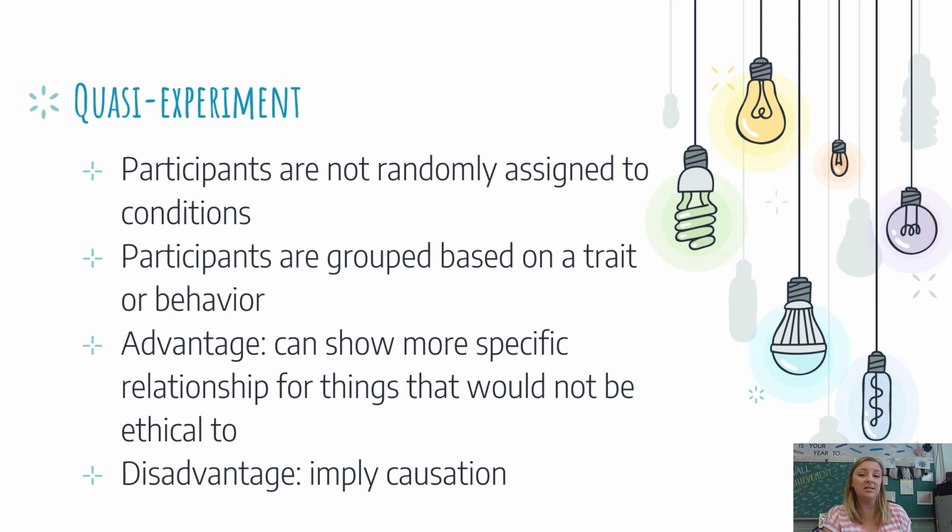An advantage to this is we can see a specific relationship for things that would not be ethical to carry out in an experiment. The disadvantage for this is we're implying causation, we're not actually finding it.